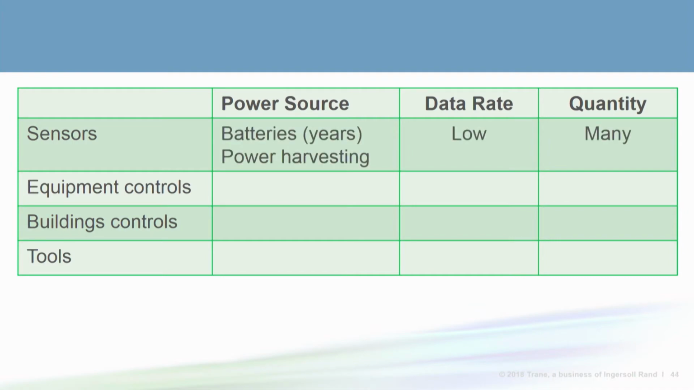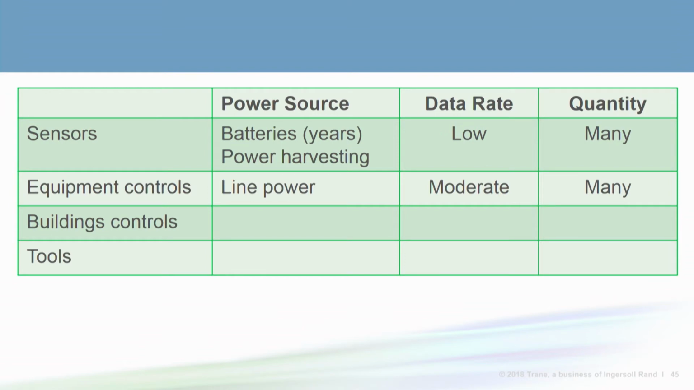The power consumption of sensors and end devices is typically low, so long-lasting batteries or power harvesting can be used with minimal maintenance expense. These devices typically transmit the least amount of data, so a wireless solution with a lower data rate can be acceptable. And there are typically a lot of these devices spread throughout the building, sometimes requiring periodic relocation. So eliminating wiring costs for sensors makes wireless especially attractive.